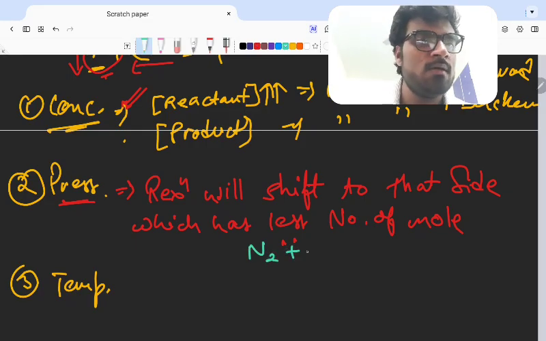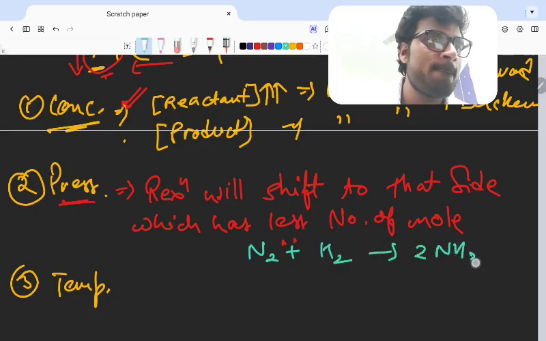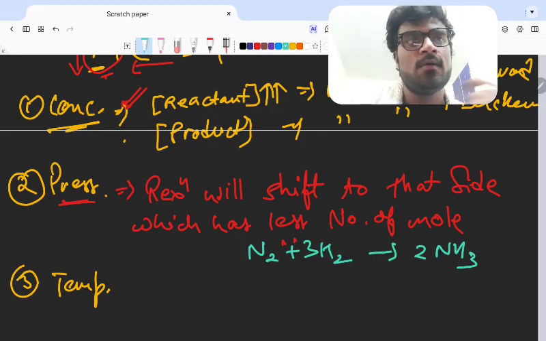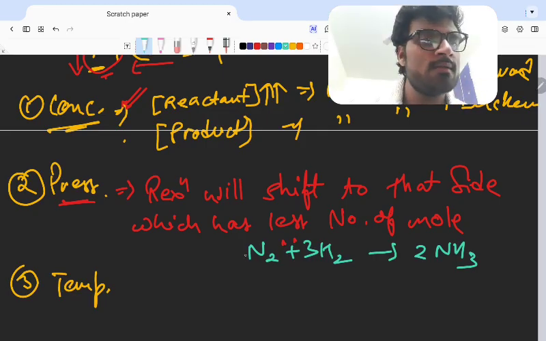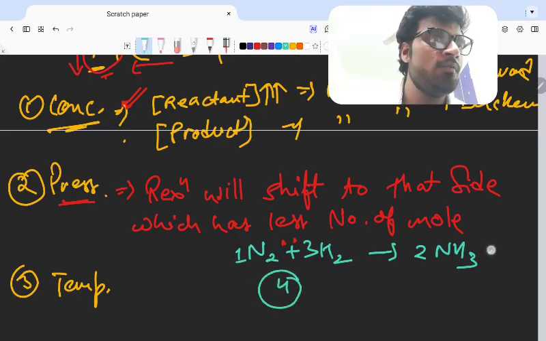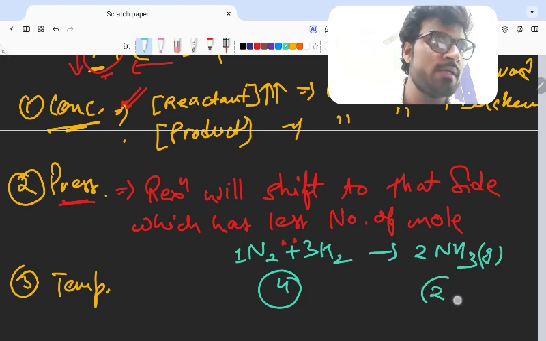Okay, for example, this is Haber's process. Nitrogen plus hydrogen gives ammonia. What will happen if I increase the pressure? Can you calculate the moles in the reactants? 1 mole of nitrogen and 3 moles of hydrogen. It means 3 plus 1, 4 moles of gases are here, and here ammonia is only 2 moles.